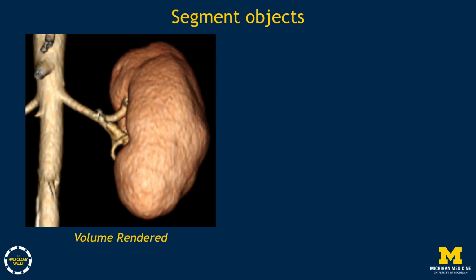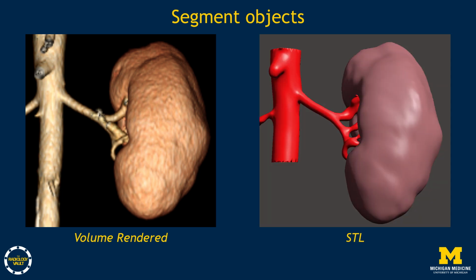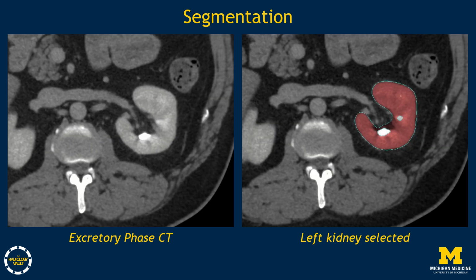The segmentation of the objects is similar to what we previously use in medical imaging. The image on the left is a volume rendered image of the left kidney, and the image on the right is the segmented STL file. Segmentation of objects is similar to what we typically do in medical imaging.